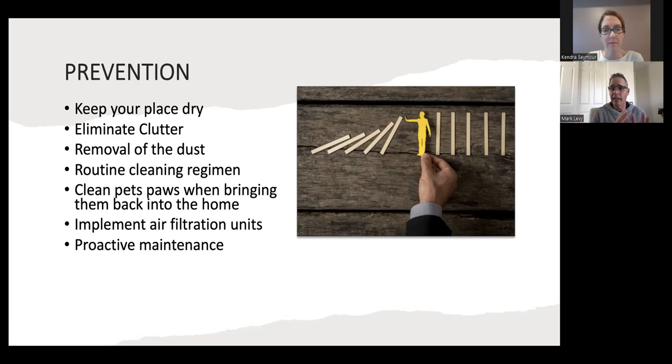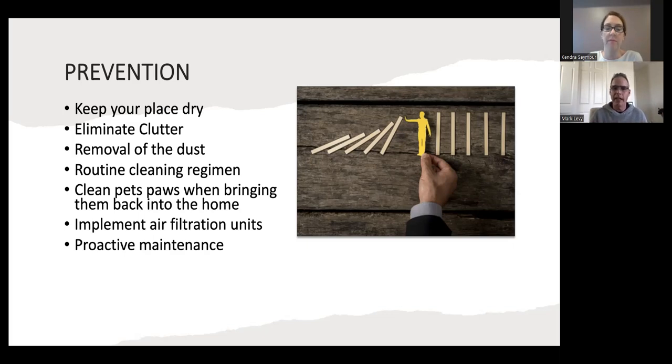If you have pets, keep in mind that when you bring your dog in, or some people may walk their cats, who knows, or let their cat out, you want to bring them back in and clean and wipe down their paws, because they could be carrying things in from the outdoors that could create issues within the home. Implement air filtration units. I like these units because they continuously help clean the air. And do proactive maintenance. Don't be reactive.